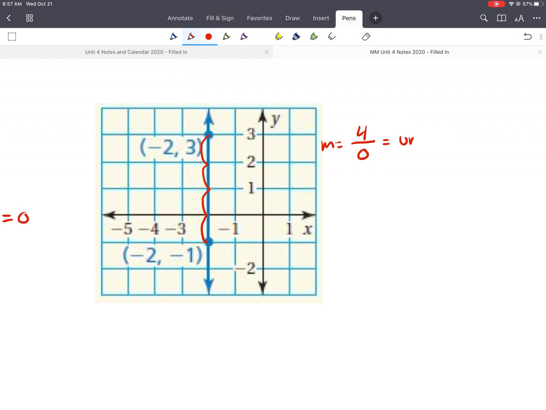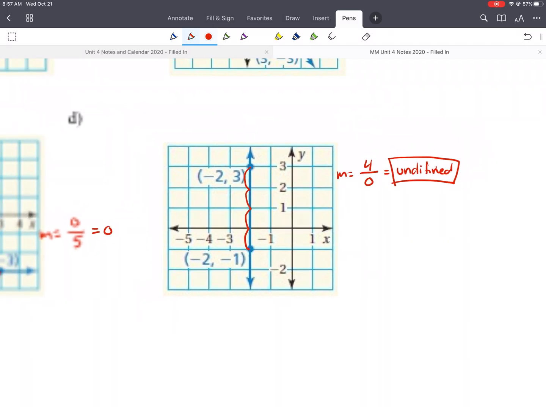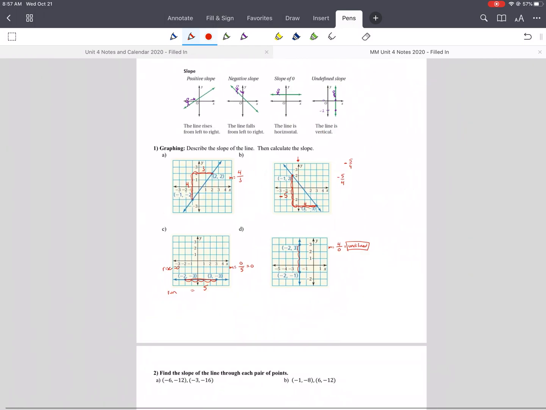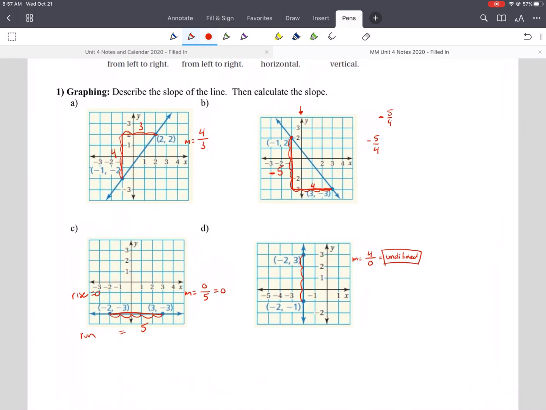And again, that is undefined. Okay, an undefined slope. All right, so sorry, I don't have other examples for you to try, but you can give those a try on your homework.